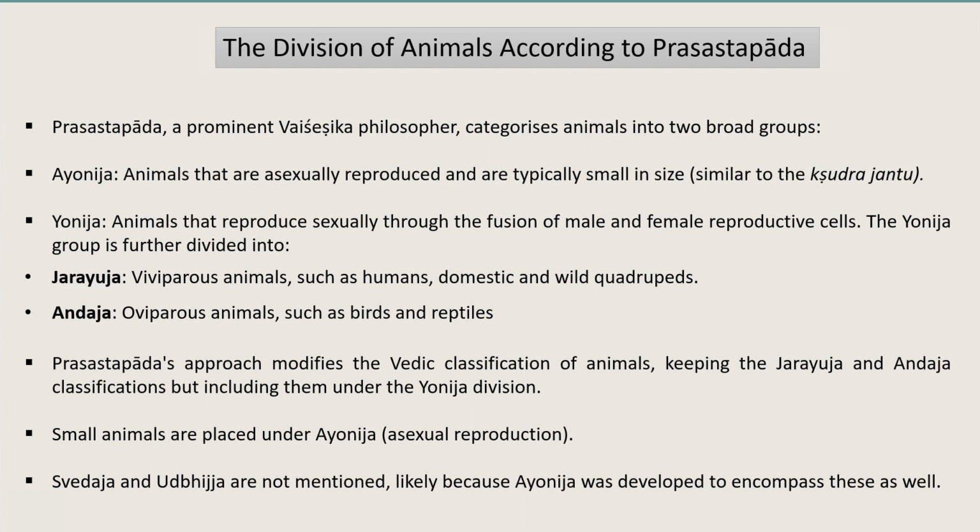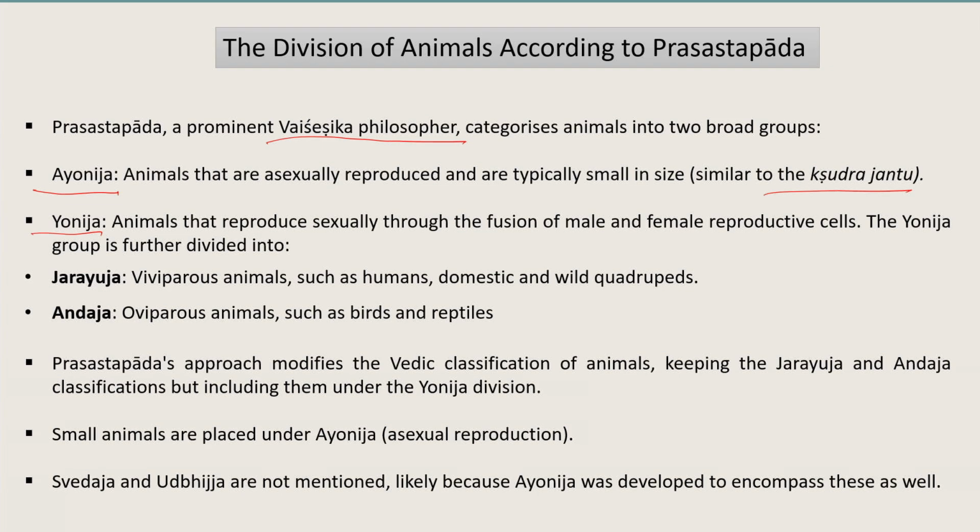The division of animals according to Prasastapada. Prasastapada, a prominent Vaisheshik philosopher, categorized animals into two broad groups. First one is ayonij, animals that are asexually reproduced and are typically small in size, similar to the Shudra Jantu. And second one is yonij, animals that reproduce sexually through the fusion of male and female reproductive cells.